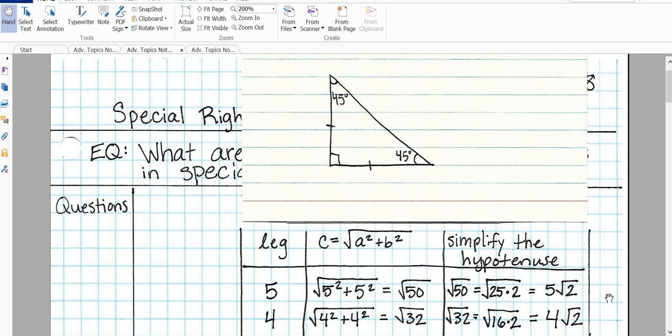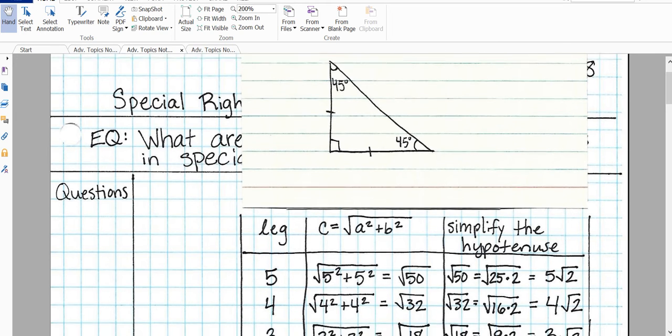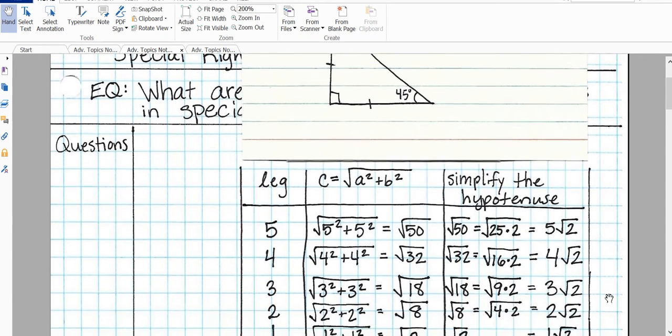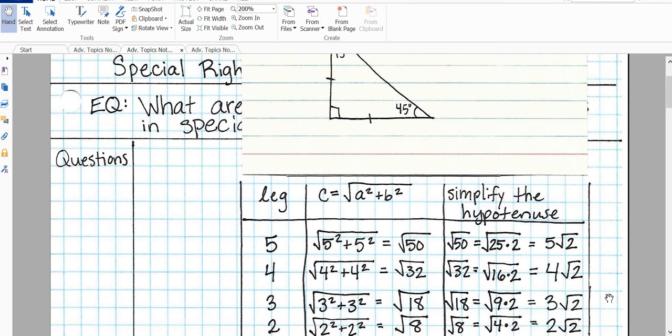Guess what comes next in the table? You got it. 3 is our next leg. Okay, so we fill out our table there, and we can continue on with 2 for our next leg.